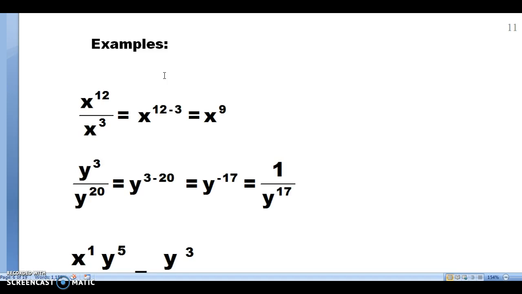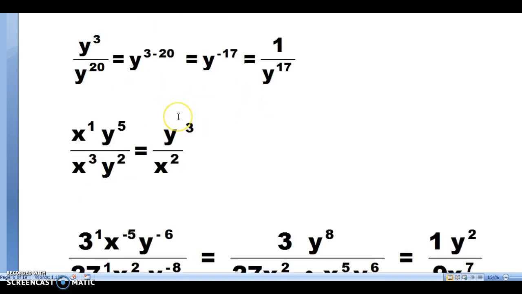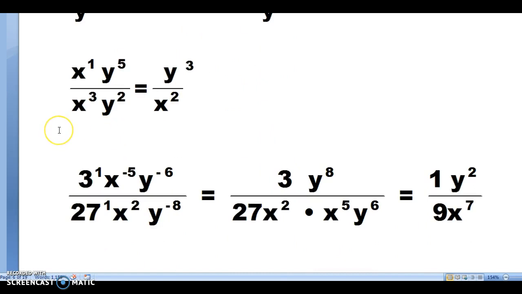On the second example there, y to the 3rd divided by y to the 20th is equal to y to the 3 minus 20. Again, we subtract the exponent on the bottom from the one on top and get y to the power of minus 17. That is a negative exponent, so we're going to move it to the bottom, and it becomes 1 over y to the 17th.